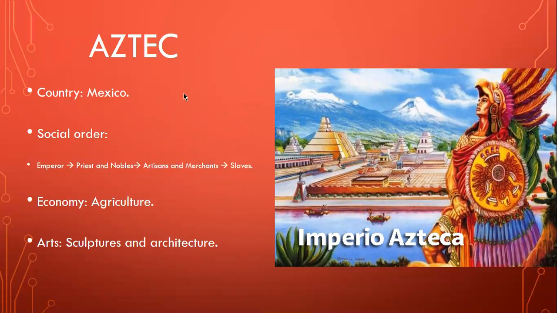They also had a social order where on the top of the pyramid was the emperor. Then we had the priests, the nobles, the artisans and merchants, and finally the slaves.